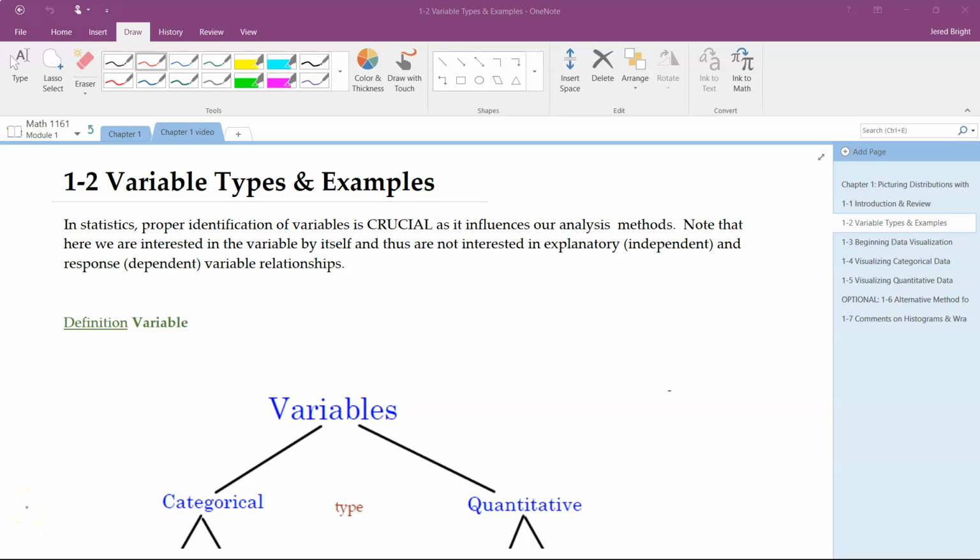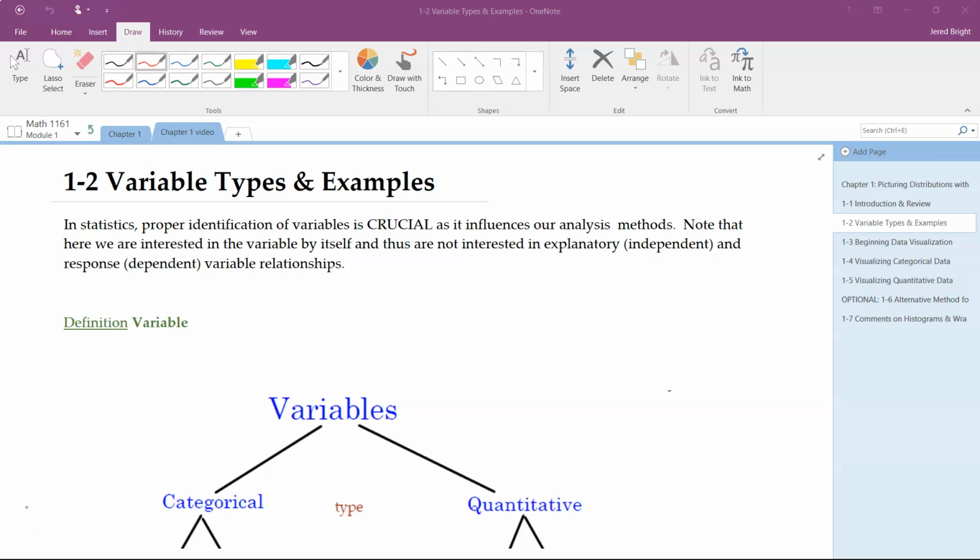I ended the last video by talking about variables, and so identifying the variables is absolutely critical because it changes everything that we do in statistics. If you misidentify a variable, chances are you're going to be doing the wrong type of analysis when you come to that step down the road.